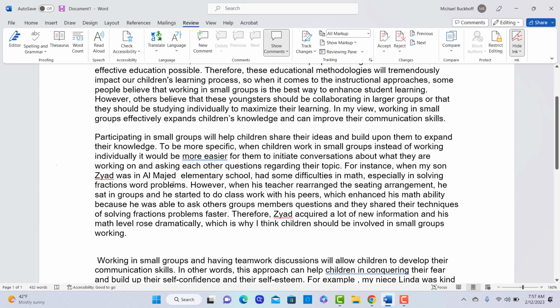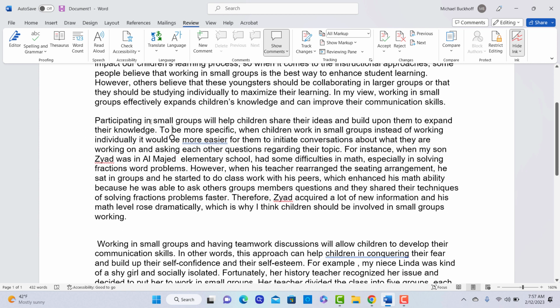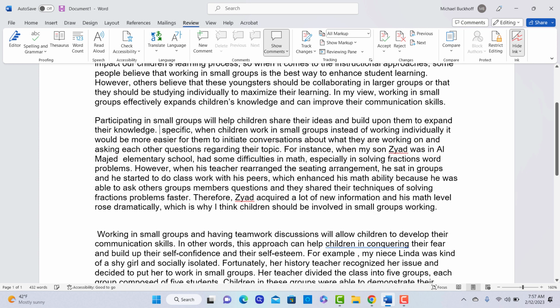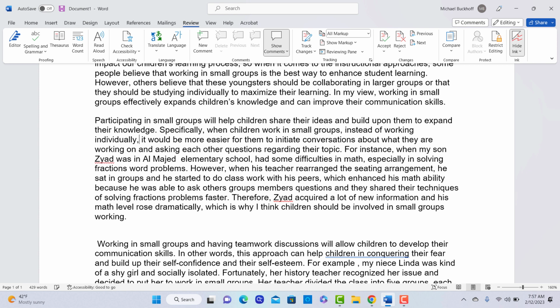Okay, let's take a look at the next one. We have "participating in small groups will help children share their ideas and build upon them to expand their knowledge." To be more specific, how about this? So instead of "to be more," just say "specifically." So we get rid of some of those shorter words. When children work in small groups instead of working individually, I'm going to throw a comma here and then a comma here.